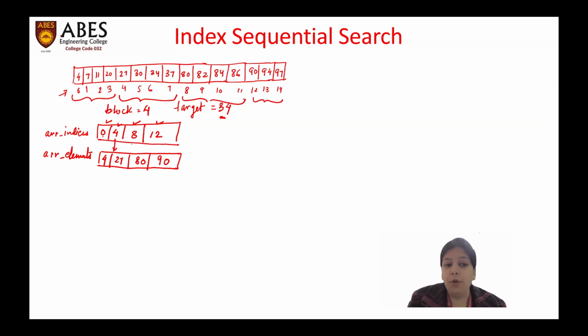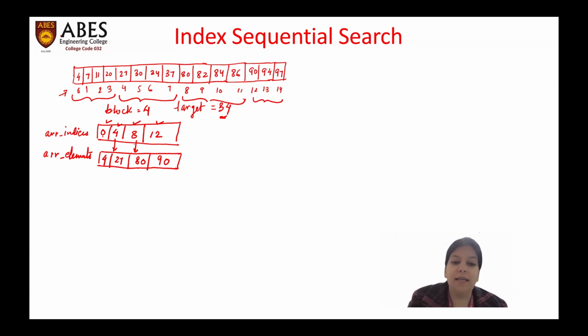Again, we will jump on to the next index. We will look at index number 8. The value which is stored at index number 8 is 80. And here we can say that the value which we want to search is less than the value which is stored at 80. Now, as the input array that we have got is sorted, the value was not less than the value which is stored at index 4, but it is less than the value which is stored at index 8.